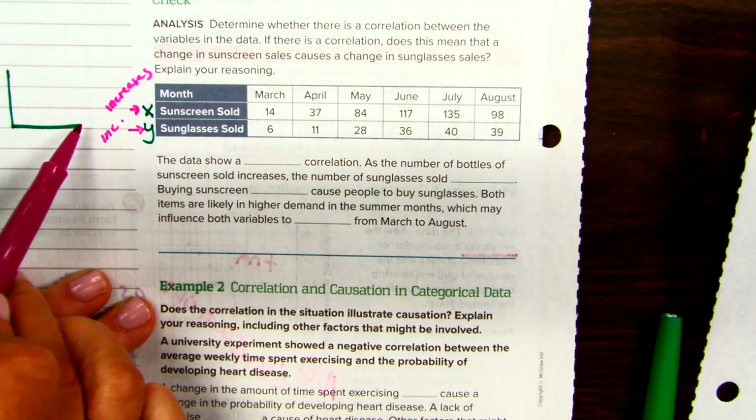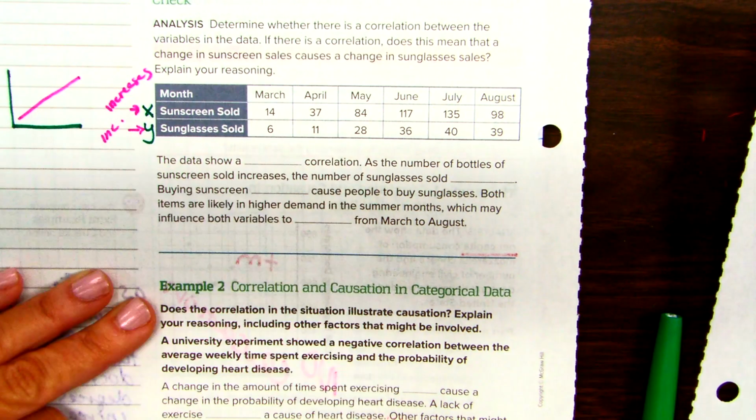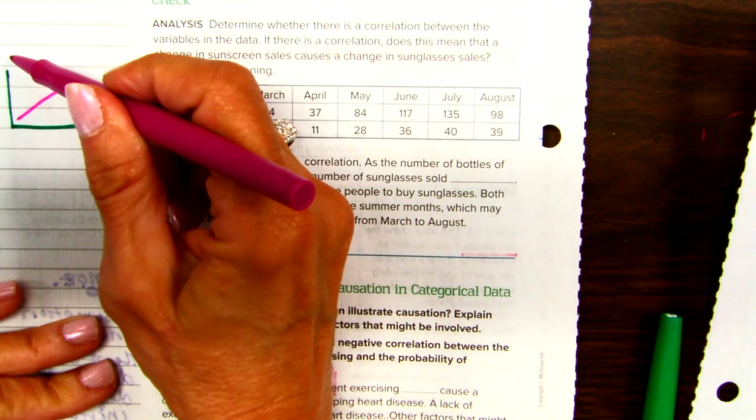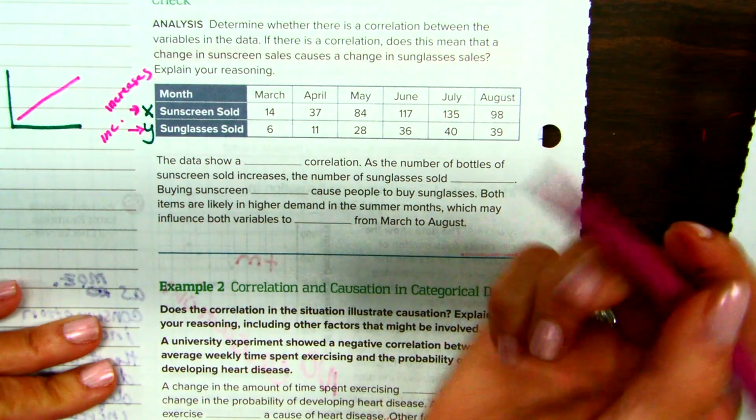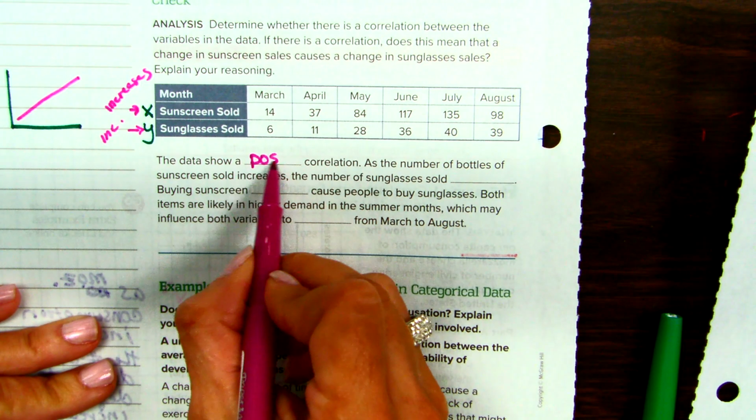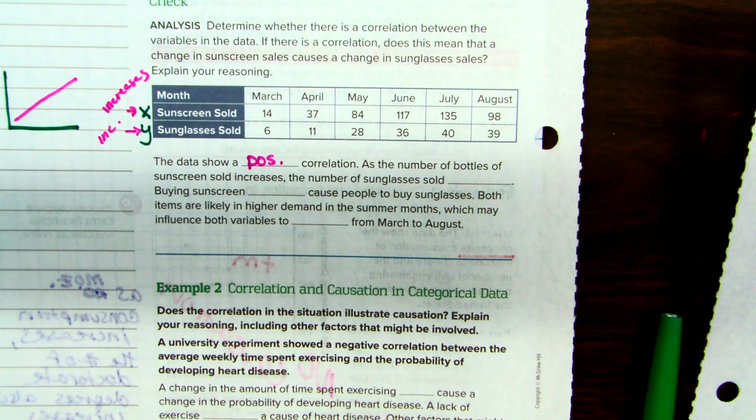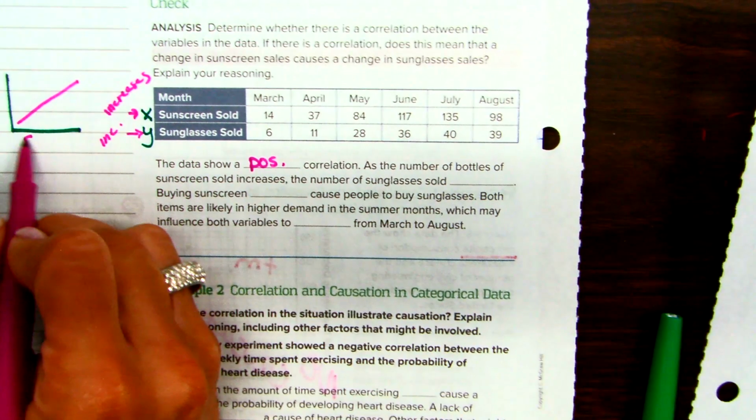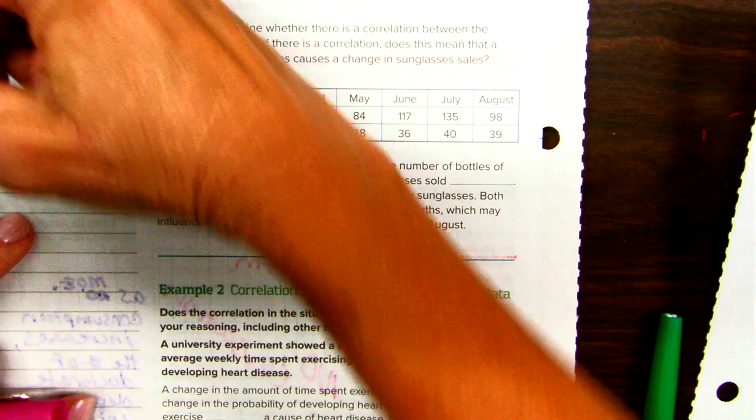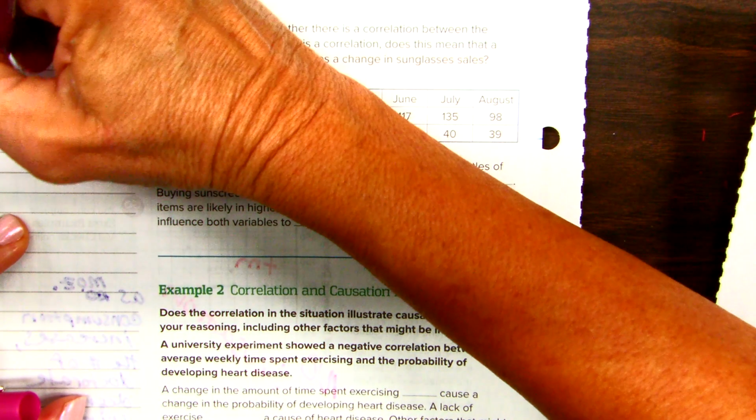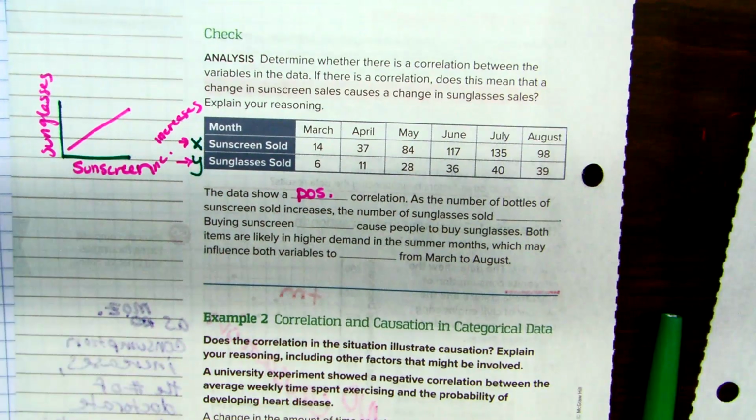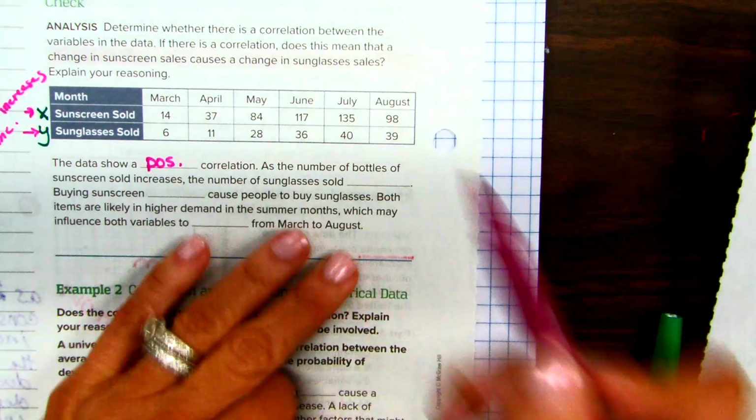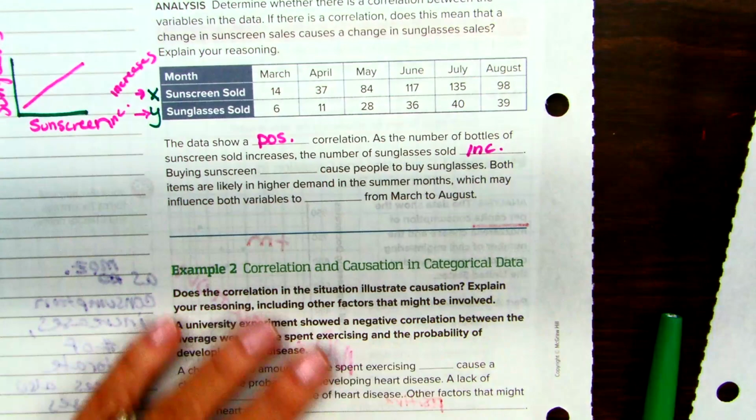So what does that look like in a graph? As X's are increasing, Y's are increasing, that would look like a positive correlation, right? As X's get bigger, Y's are getting bigger, okay? So this does show a positive correlation. As the number of bottles of sunscreen, so here's our sunscreen, here's our sunglasses. Very informal graph, okay? As the number of bottles of sunscreen sold increases, the number of sunglasses sold also increases. That's what we said, right?